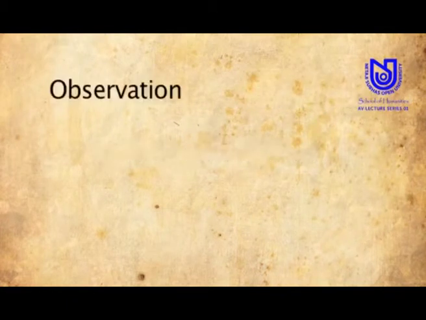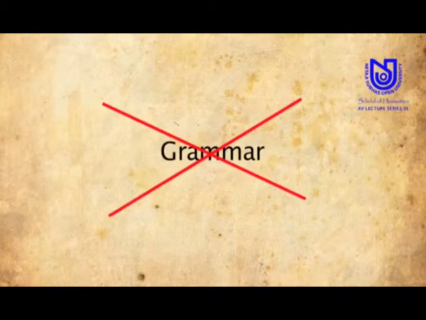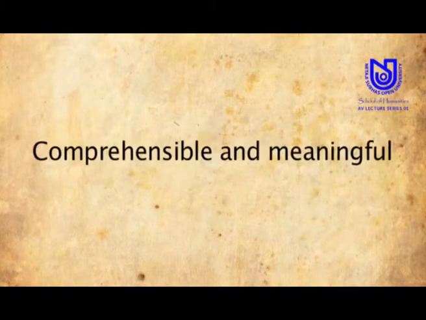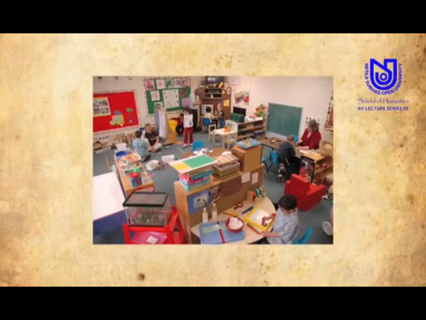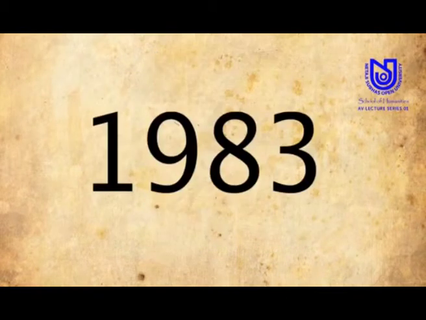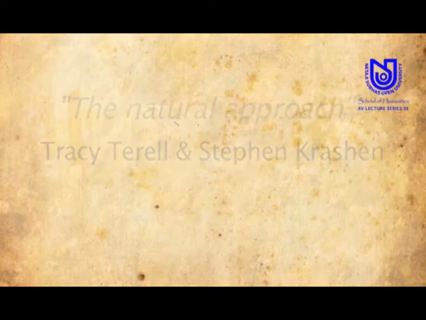The natural approach is a method for beginners based on observation and interpretation on how a person acquires his or her first language. It rejects the formal organization of language. It is not based on grammar. It is based on communication. It emphasizes comprehensible and meaningful practice activities rather than production of grammatically perfect sentences. This method appeared in 1983 in a book called The Natural Approach, written by Tracy Terrell and Stephen Krashen.